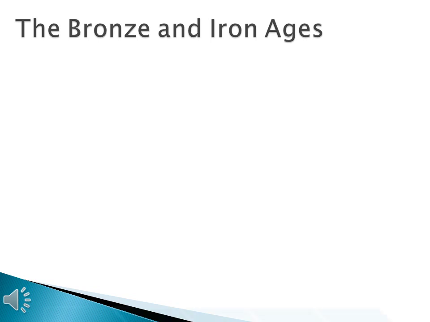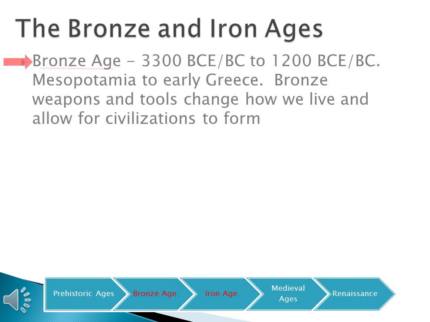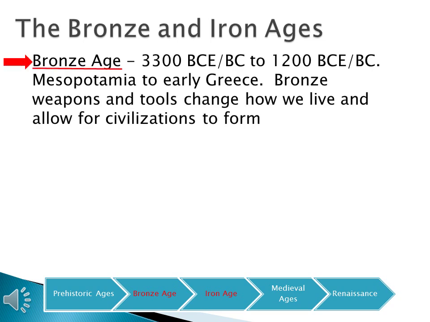Our next two ages are the Bronze Age and the Iron Age, and they fit well with the Ancient Era and the Classical Era. The Bronze Age lasts from 3300 BCE to about 1200 BCE. We're talking Mesopotamia to early Greece. Here's what happens. Man learns how to use a metal called bronze. And what he does is he uses bronze to create weapons and tools. This changes how we live, and it allows for civilizations to form.